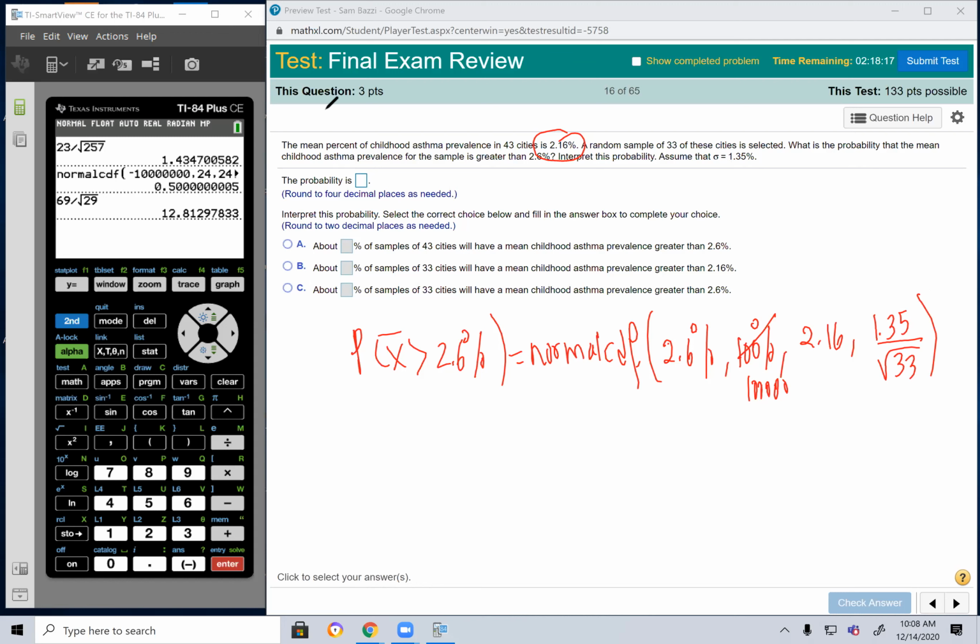So if we go to our calculator, watch. Okay, lower is 2.6. Upper is a million. Mean is 2.16. And standard deviation is 1.35 divided by square root of 33. Okay, I got 0.0306. How many digits? He says 4.